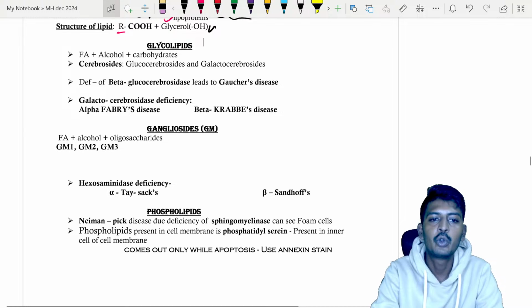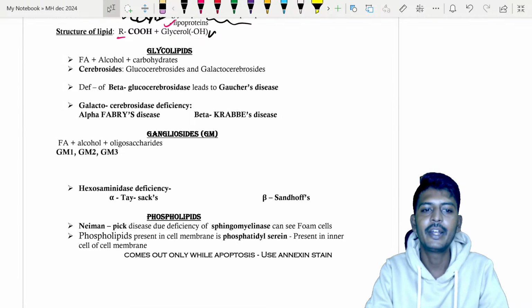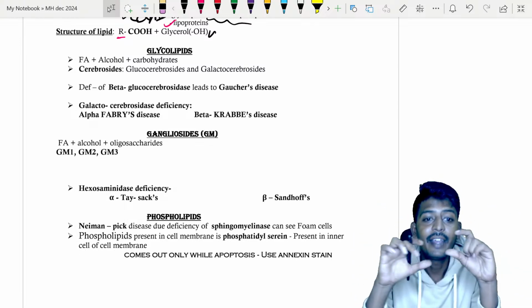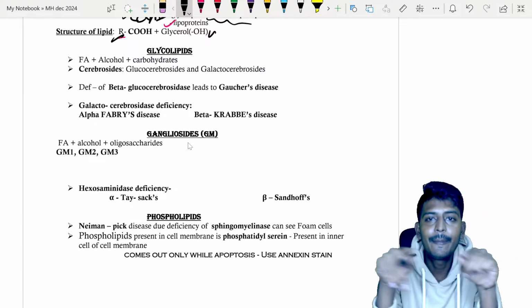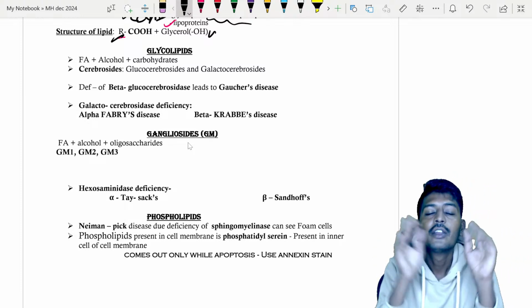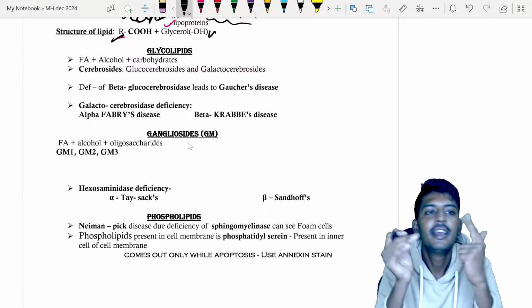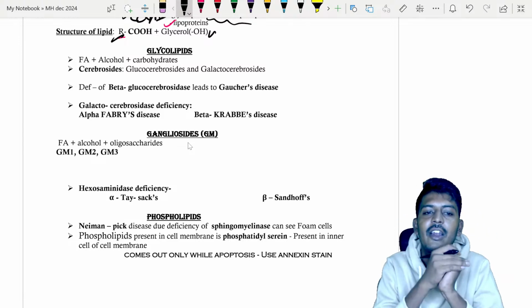Sir, do they ask commonly about the structure of the lipid? Usually they don't ask the structure of the lipid, but sometimes if our time is bad, they can just write the structure on a paper and ask you what it is. So when you look at that, you need to think about this much. Long chain is there, COOH is there, OH group is there. If three things are there, then I'll call it a lipid.